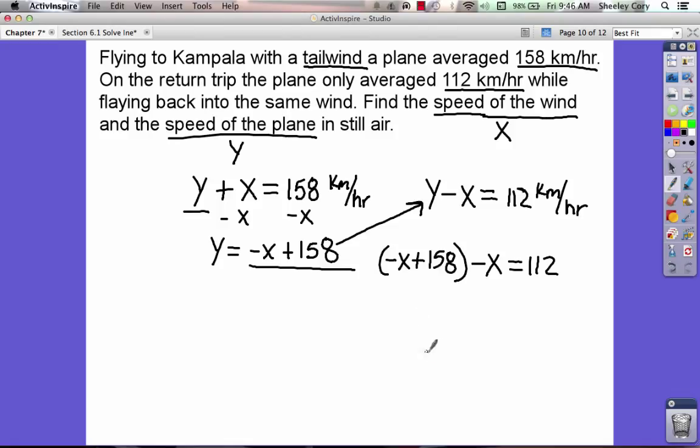And now I only have one variable. All right, the problem before, I had two variables and one equation here. So now I only have one variable in this equation. I can solve for x.